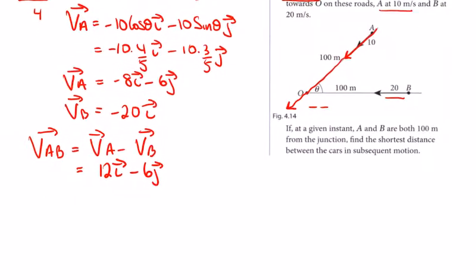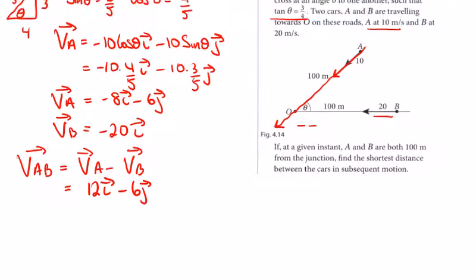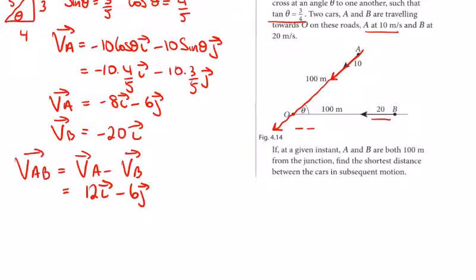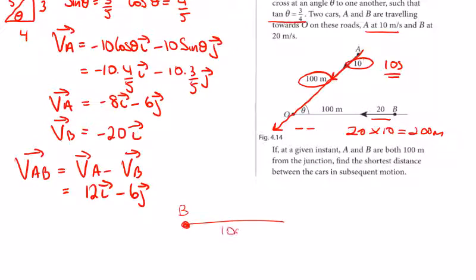So we just do a little sketch now of the diagram. Well, before we sketch the diagram, A is going to get to the junction. It's traveling at 10, it's 100 meters, so that's 10 seconds. B is traveling at 20. 20 by 10 is 200 meters, so B is actually going to be here. It's going to be 100 meters past the junction, and A is going to be at the junction, and the velocity of A relative to B is positive in I, negative in J, so it's going down in this direction.